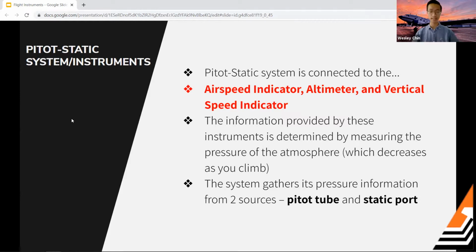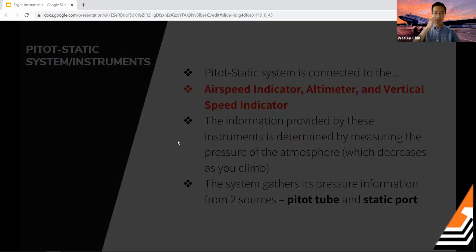So we've got 3 instruments connected to that system. The information provided by these instruments is all determined by measuring the pressure of the atmosphere. And as we know, that decreases as you climb, right? So we'll talk about that in a little bit more detail later. But basically, the system gathers its pressure information from 2 primary sources, right? We've got the pitot tube, and we've got the static ports. So we're going to break down those 2 components first before talking about each individual instrument.